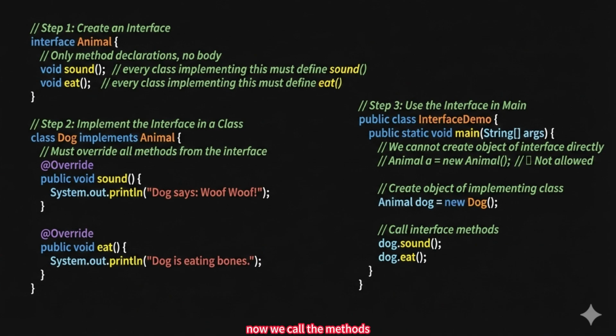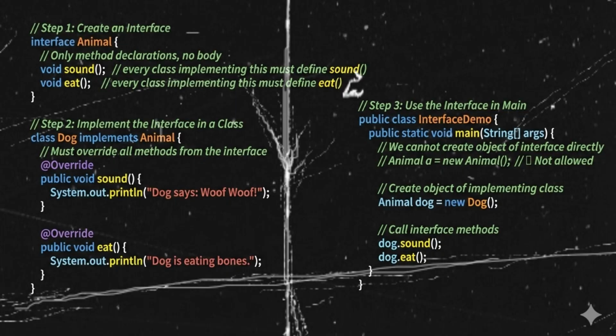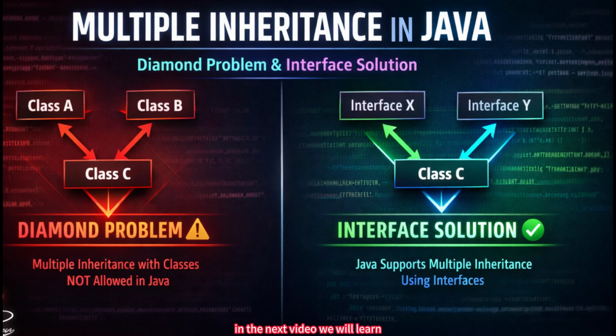Now we call the methods. dog.sound(); dog.eat(); dog.sound() will print dog says woof woof. dog.eat() will print dog is eating bones. That's all for this video. In the next video we will learn multiple inheritance and how interface solves the multiple inheritance problem.